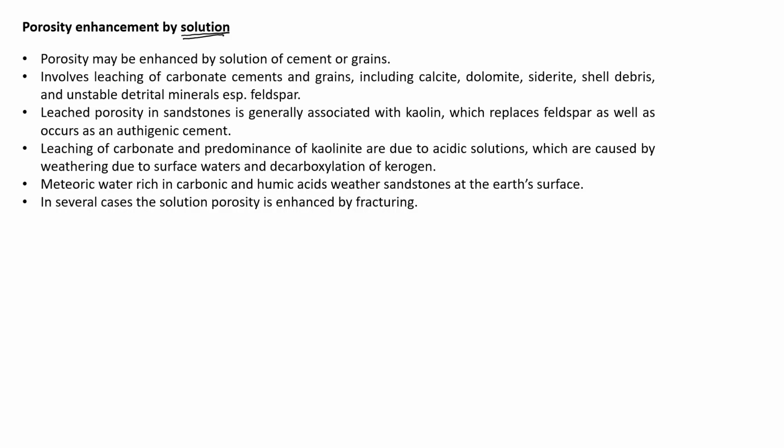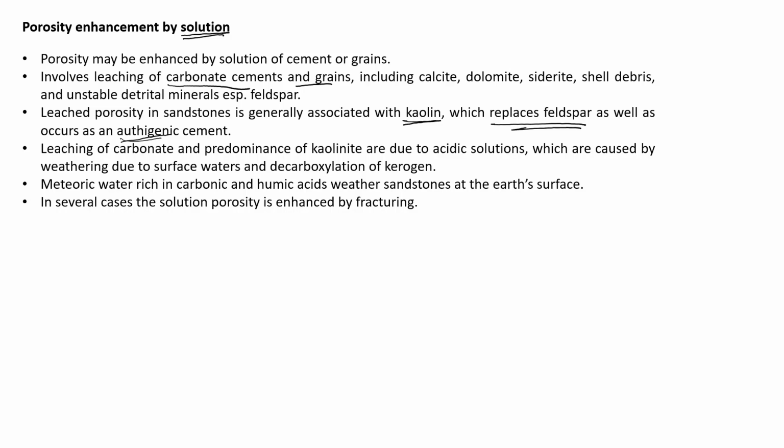So it involves leaching of the carbonate cement and grains, which include calcite, dolomite, siderite, shell debris, and detrital minerals, especially the feldspar. So we are seeing that all these are vulnerable minerals, they are unstable, and they are very much prone to leaching under acidic environments. Leach porosity in sandstone is associated with kaolin, which replaces feldspar as well as occurs as orthogenic cement. So kaolinite clays are very important as the orthogenic cement in the sandstones.